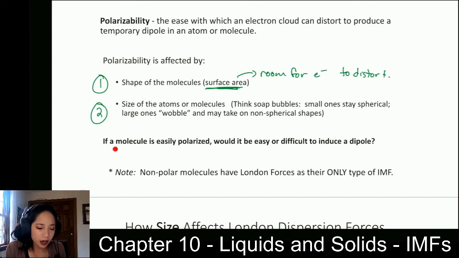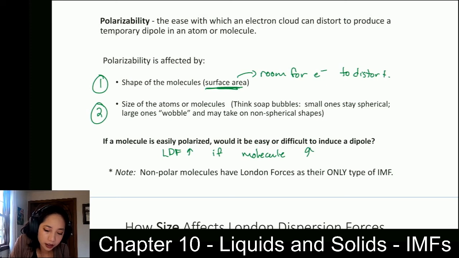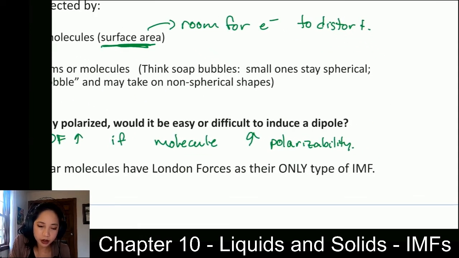So if a molecule is more easily polarized, would it be easier or more difficult to induce a dipole? If you can distort the electrons to make a temporary dipole, then London dispersion forces would be increased. So London dispersion forces increase if a molecule increases its polarizability. And like we said, polarizability depends on size and shape.